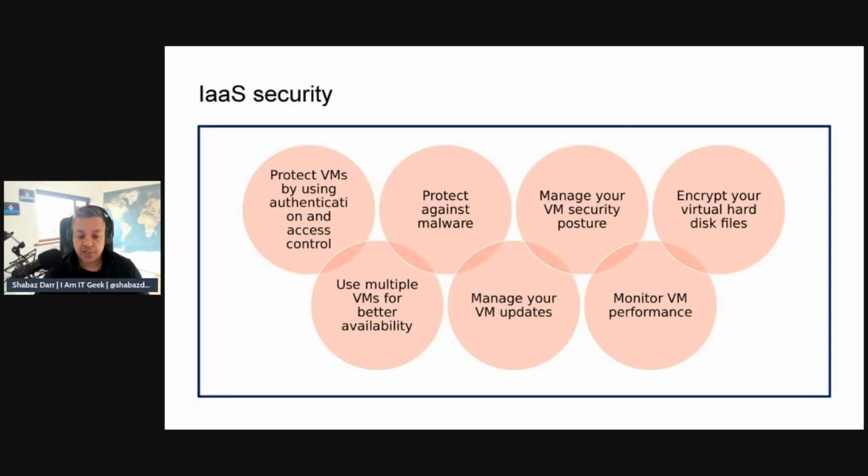So this is infrastructure as a service, which, as we saw from the shared responsibility model, puts more emphasis on us as a consumer, us as a customer, to protect our services. The first step, let's talk about protecting VMs using authentication and access control. The first step in protecting your virtual machines is to ensure that only authorized users can set up new VMs and access them as well. And you can use something like Azure Policy to do that.